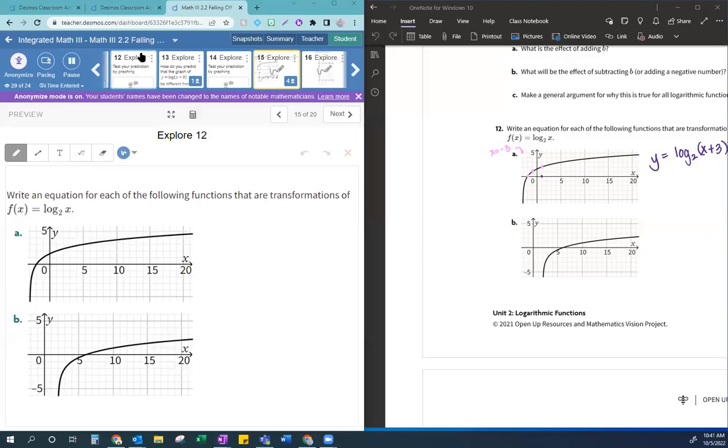Okay, so we're going to continue going over 2.2. We're going to start at explore number 12. We did it already, but I kind of want to give you a couple more hints on how to approach a problem like this, because if you notice, it's the going backwards of graphing. So in math, we often ask you to go forwards, and then we'll ask you to go backwards. It's very classic math thing to do.